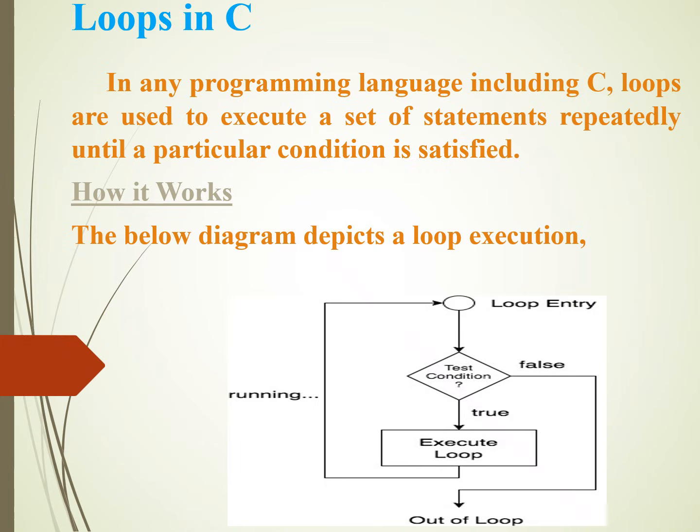A loop works in a simple way. First, the program checks the condition. If the condition is true, it executes the statements inside the loop. After executing the statements, the condition is checked again. This process continues until the condition becomes false. Once the condition is false, the program exits the loop and continues with the next statement after the loop.